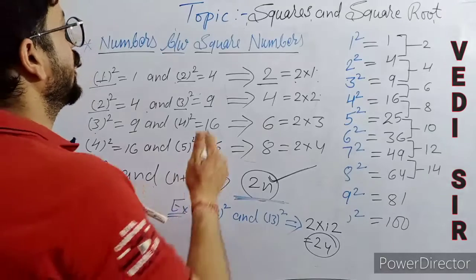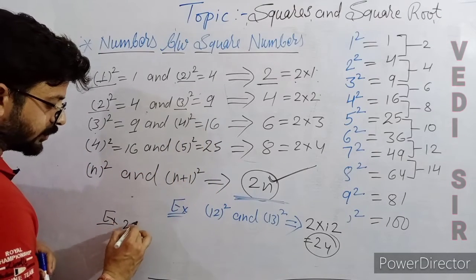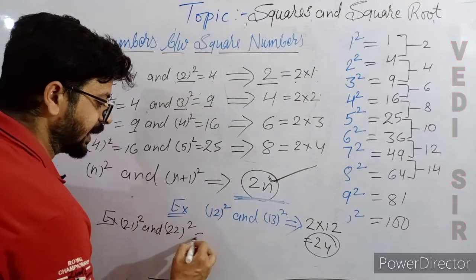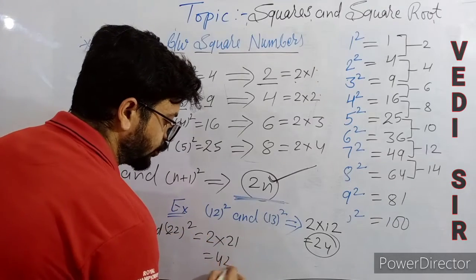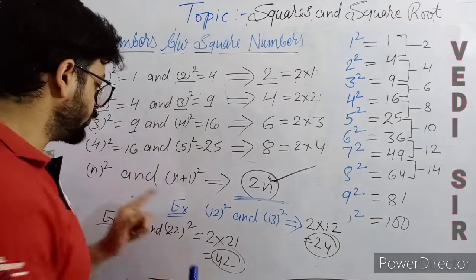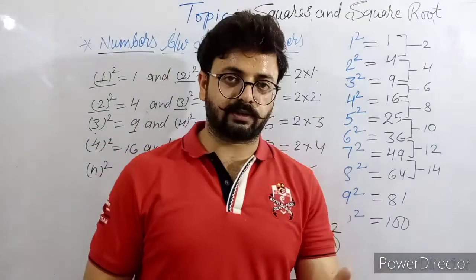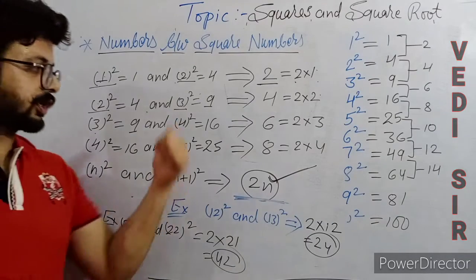Another example, 21 square and 22 square. Directly 2 into the first number, 21. 42 numbers are there in between square of 21 and square of 22 which are not perfect squares. Note down and solve a few more questions on this.